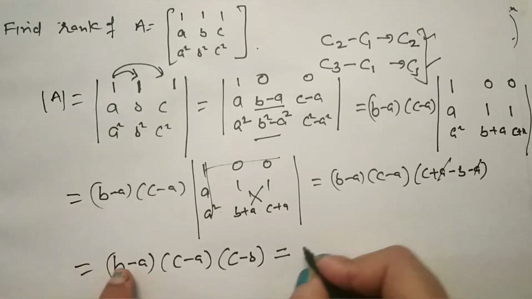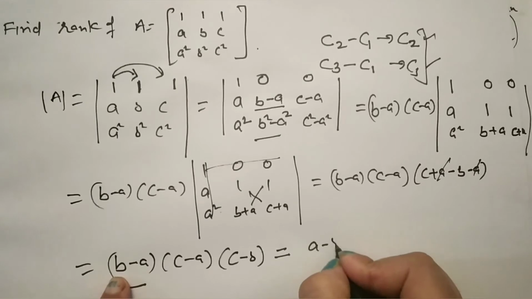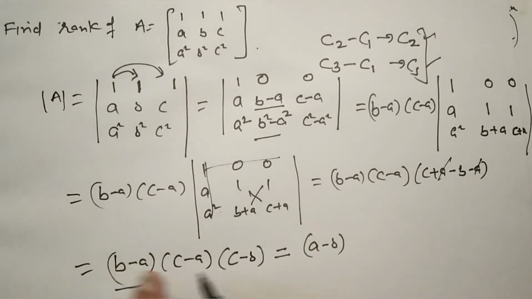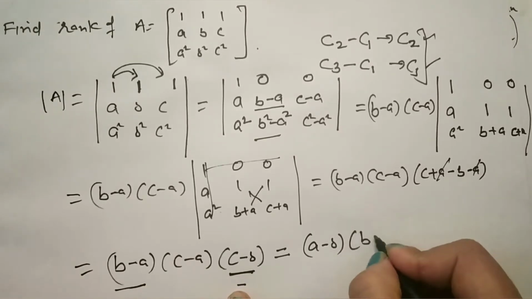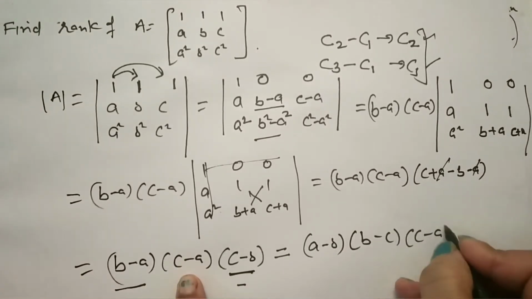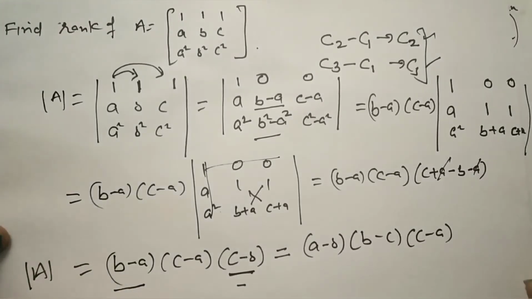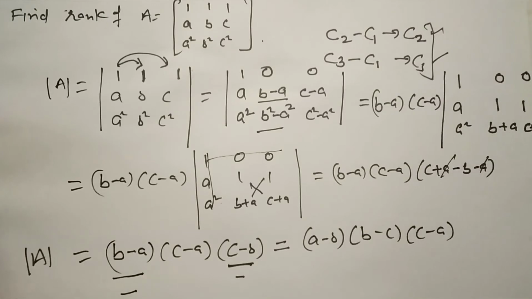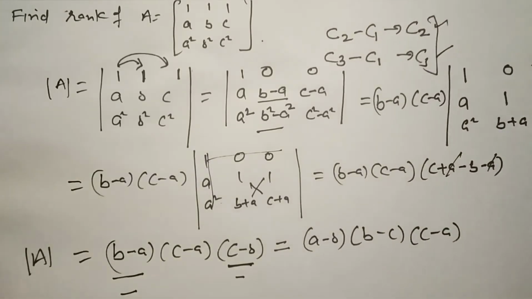So to make it look better, B minus A can be written as A minus B after taking the minus sign common, and from here also we take the minus sign common, so this will become B minus C, and C minus A as it is. So this is the determinant of this matrix. Now we have to find the rank. So what will be the rank? Rank will be 3 if this thing is not 0.